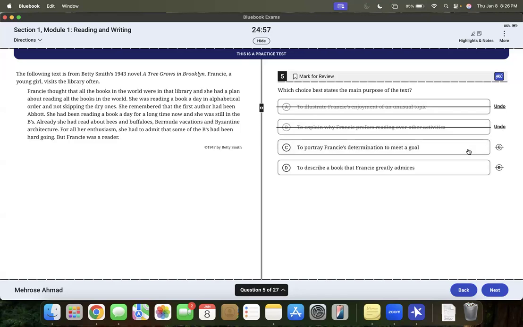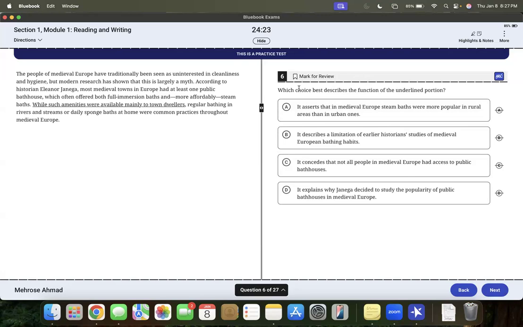C, to portray Francie's determination to meet a goal. Well, that seems like a pretty viable answer choice because she's determined to read all the books in the world, and that's why she's reading a book a day in that library, starting from alphabetical order. So this works so far. D, to describe a book that Francie greatly admires. Again, this is a distractor answer. It seems like she does admire books overall, but there is no one single book being discussed, so the best answer is C, and this can be eliminated.